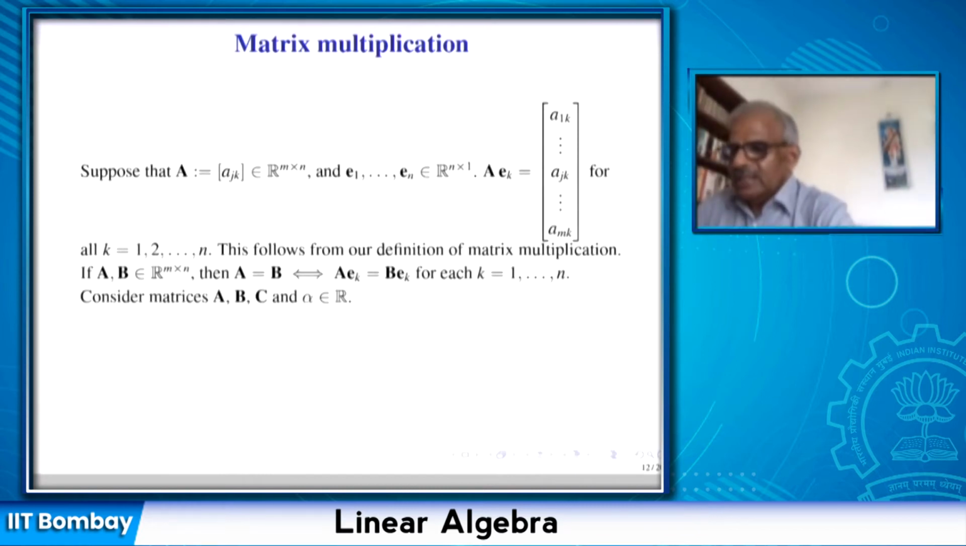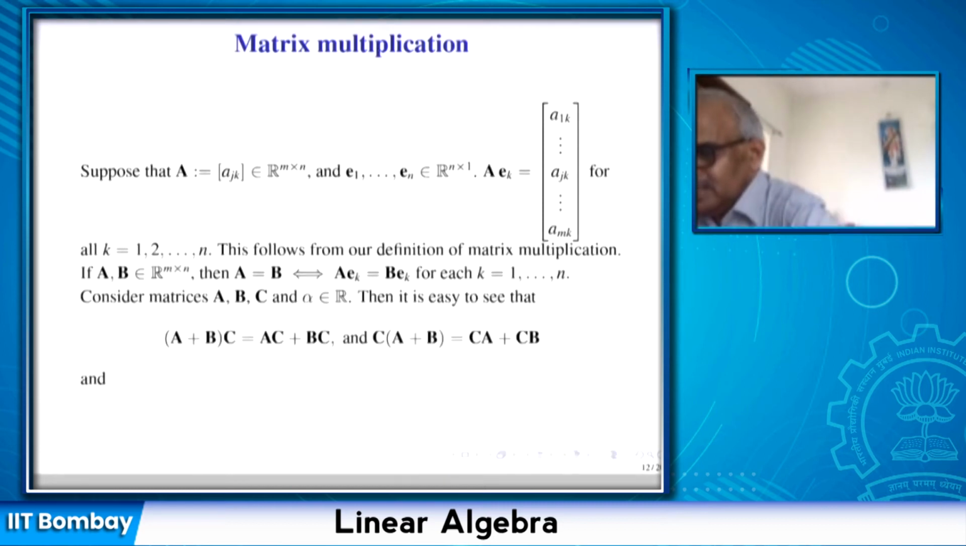So now let's look at three matrices A, B, C, and alpha is a real number. It's easy to see this property: A plus B times C is equal to AC plus BC. So matrix multiplication is distributive on both sides. So C times (A plus B) is CA plus CB.